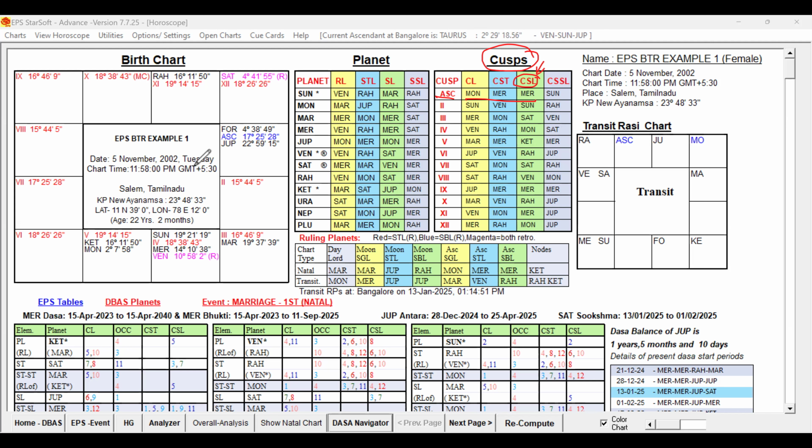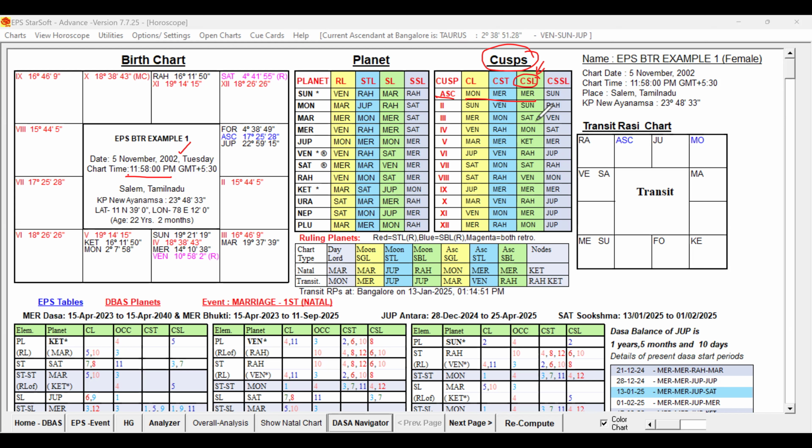Why? Because this native was born on 5th November 2002, before 12 midnight, at 11:58 p.m. Suppose 2 minutes are added to the birth time, or the birth time was 12 a.m. on 6th November. Then the date will change, the time will change, and the cuspal sublord will change. So that will have more impact on many things.